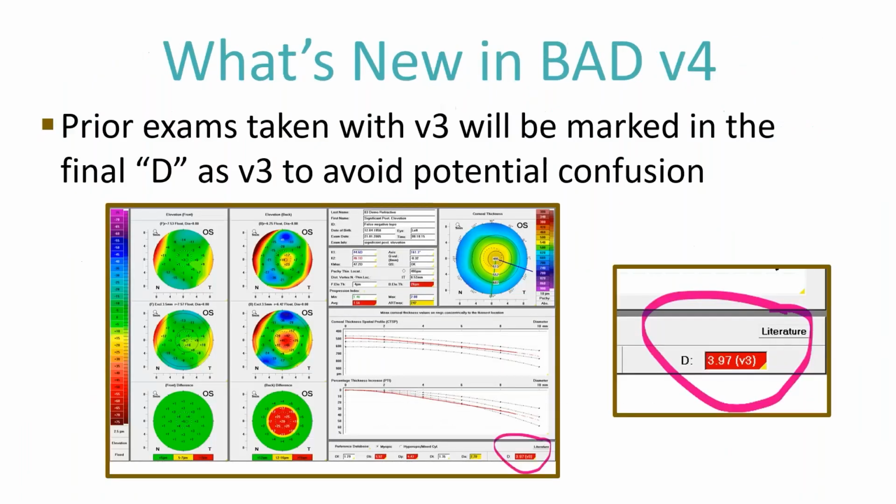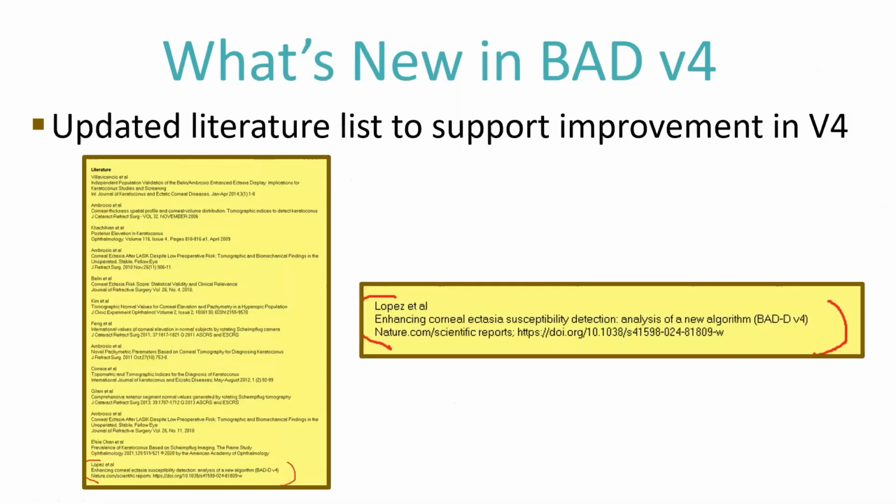So what else is new? Prior exams taken with version 3 will be marked, as you can see here on the far right, with parentheses V3. They will not be recalculated, and the reason for that is medical-legal. Though we don't expect to see much of a difference, you don't want a patient who was previously viewed as normal to suddenly be abnormal. So all your past exams will still show up, but it will tell you it was computed in version 3. There'll also be updated literature as a drop-down to support the improvements in version 4.